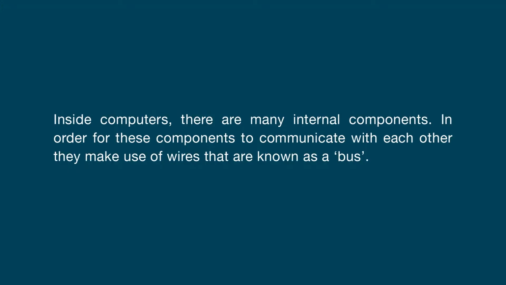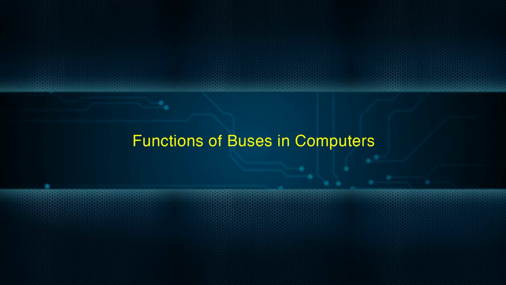Bus. Inside computers, there are many internal components. In order for these components to communicate with each other, they make use of wires that are known as bus. A bus is a common pathway through which information flows from one computer component to another. This pathway is used for communication purposes and it is established between two or more computer components. Functions of buses in computer data sharing. All types of buses found in a computer transfer data between the computer peripherals connected to it. The buses transfer or send data in either serial or parallel method of data transfer.